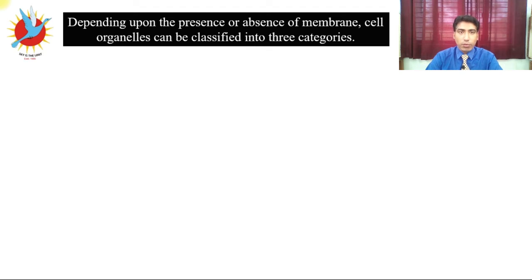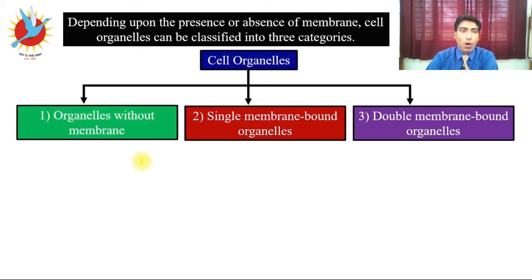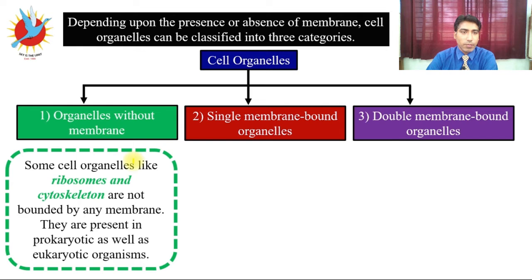But before going into depth, depending upon the presence or absence of membrane, cell organelles can be classified into three categories: organelles without membrane, single membrane bound organelles, and double membrane bound organelles. First we will discuss organelles without membrane. Some cell organelles like ribosomes and cytoskeletons are not bounded by any membrane. They are common to prokaryotic as well as eukaryotic cells.